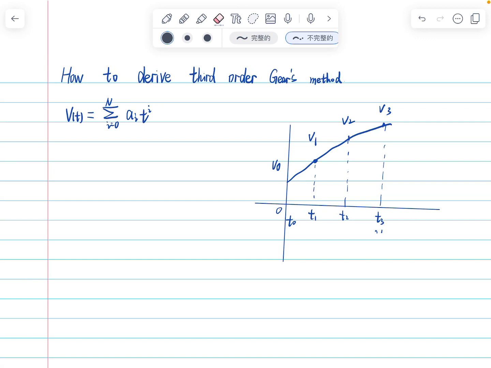Today we will be talking about how to derive a third order Gear's method integration formula. Because this is part of my assignment, and when I was researching online, I didn't see anyone talking about it, so I just figured why not make one tutorial video myself.